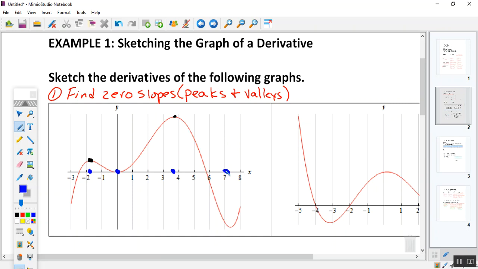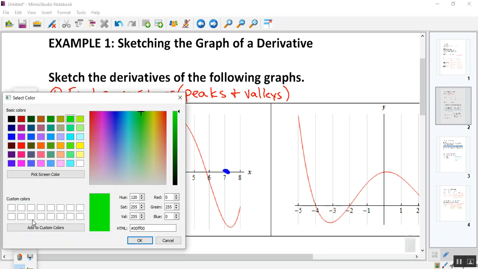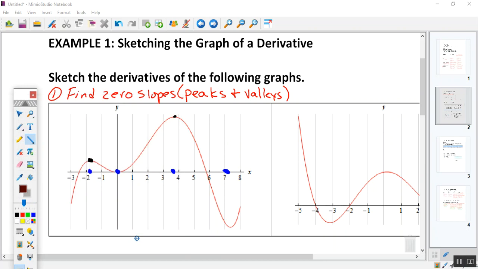Now, you may or may not want to do what I'm about to do. I'm not telling you have to, but I got to tell you, it sure helps me a lot when I do this. Everywhere where I just plotted 0 here, I'm going to draw a vertical line through it. Not a vertical line like this. Okay?